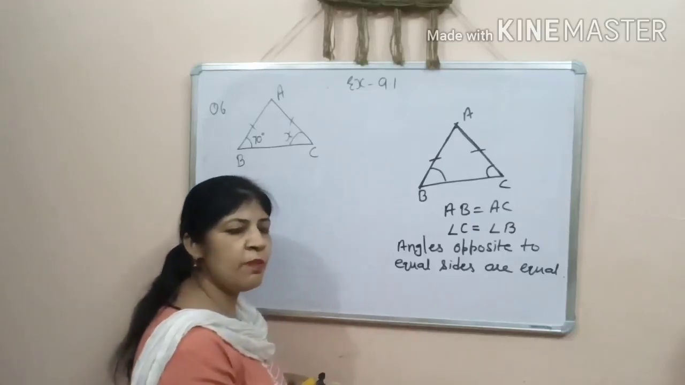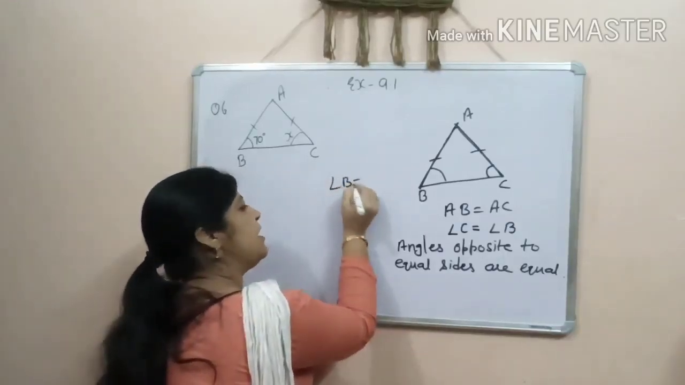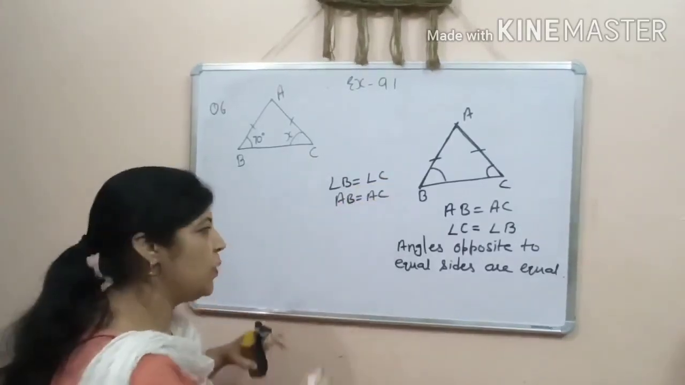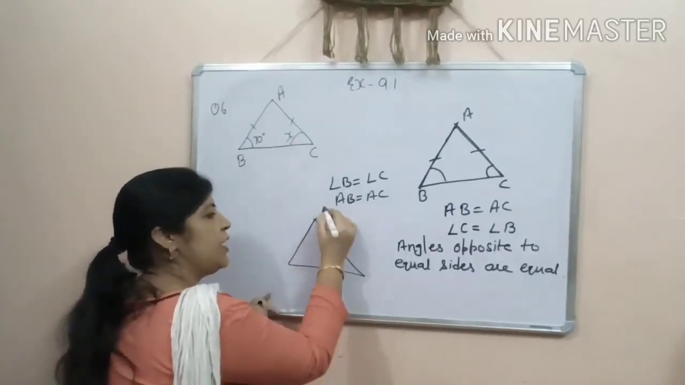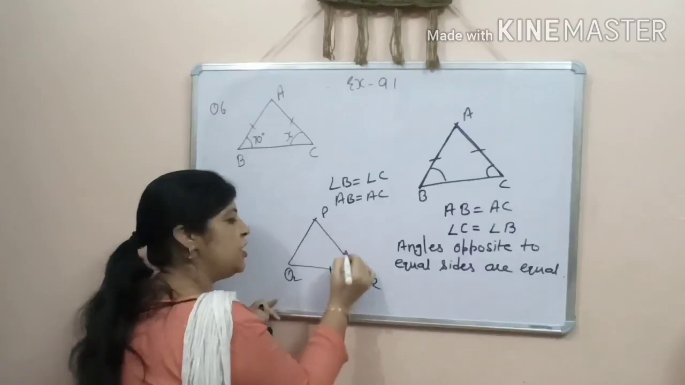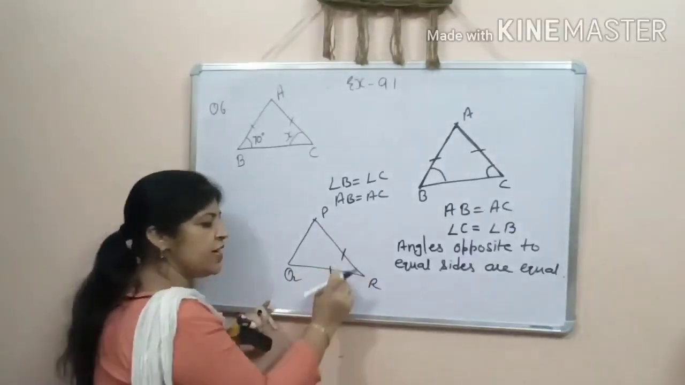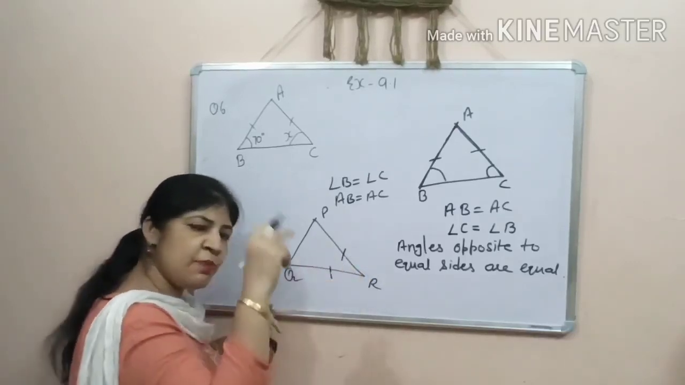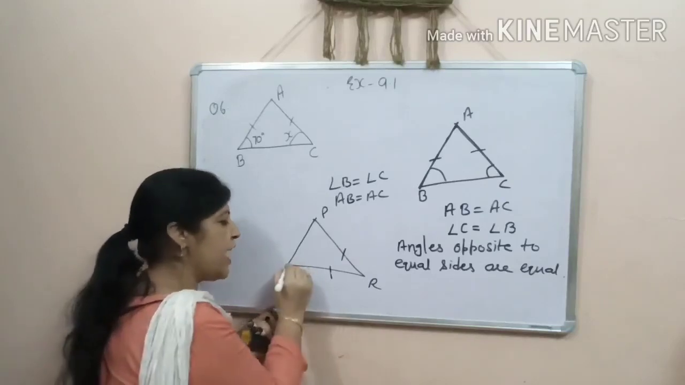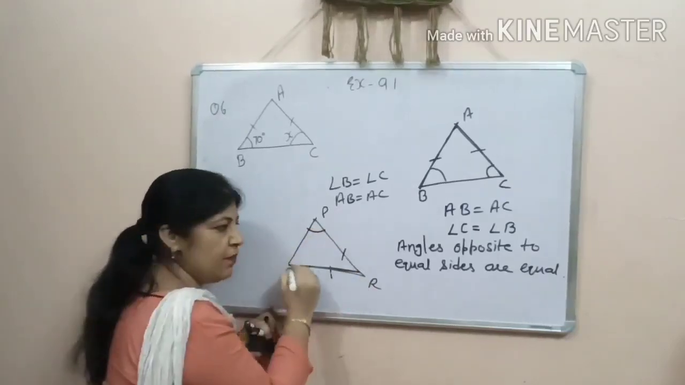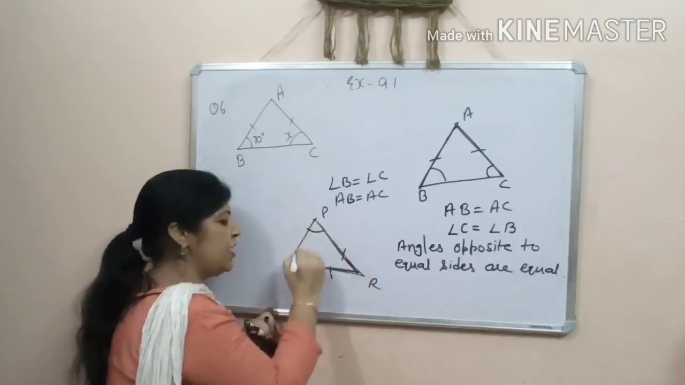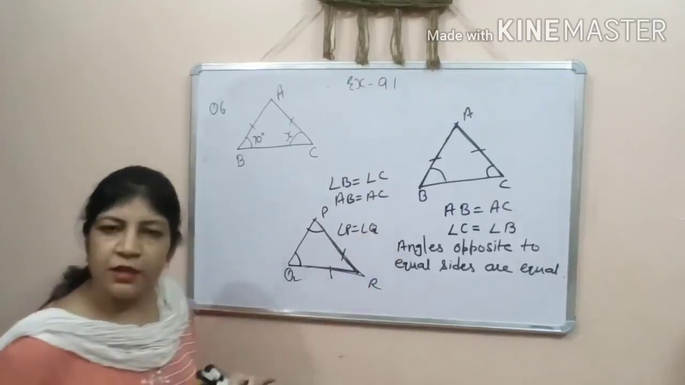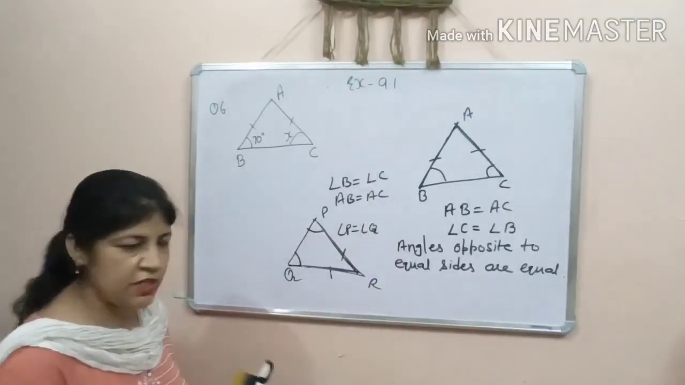Or the converse of this property is also true. If angles are equal, then their opposite sides are also equal. For example, if this is triangle PQR, the symbol shows that these two sides are equal. It means if these two sides are equal, then their opposite angles will also be equal. The angle opposite to QR is P. Angle opposite to PR is Q. It means angle P will be equal to angle Q. Okay? This property is clear to you.